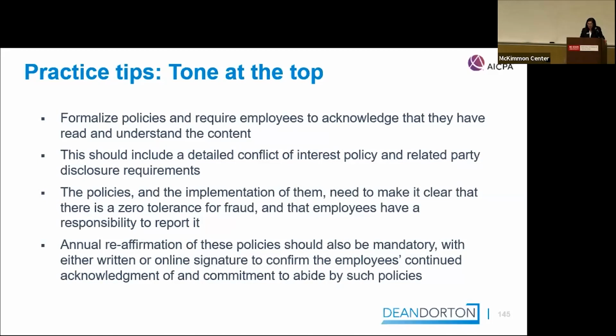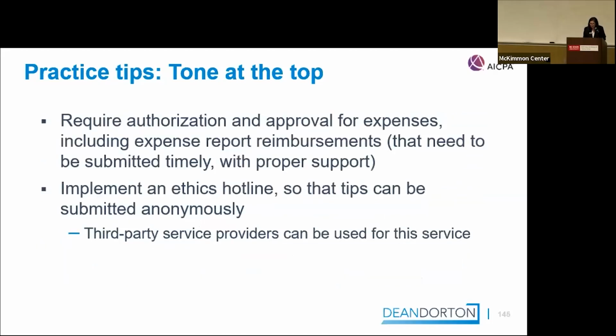Annual reaffirmation of these policies should be mandatory with either a written or online signature to confirm that the employee has acknowledged it. And this really needs to be more than just a checked box. Try to make it interactive and something that people will pay attention to.